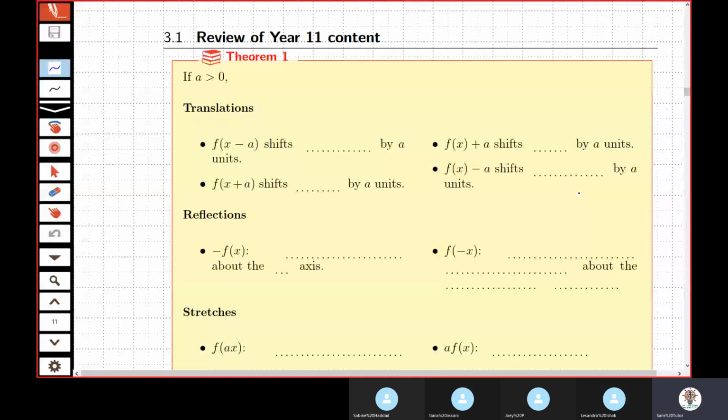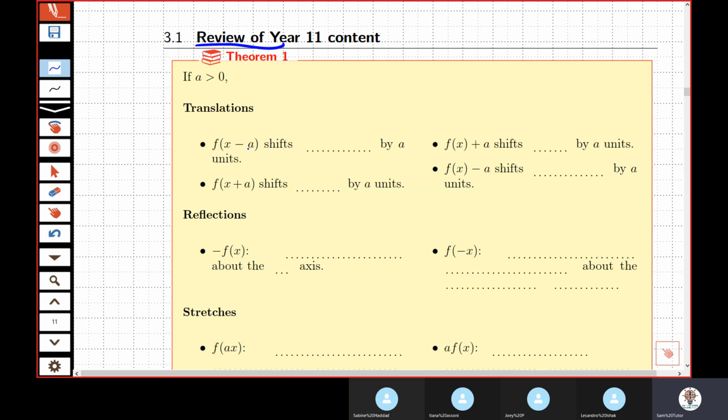Away so that I can guide you through it straight away. All right, as you can see, I just wrote review of Year 11 content, right? Because it's not really Year 12. Maybe even for some students it would be Year 10 content.